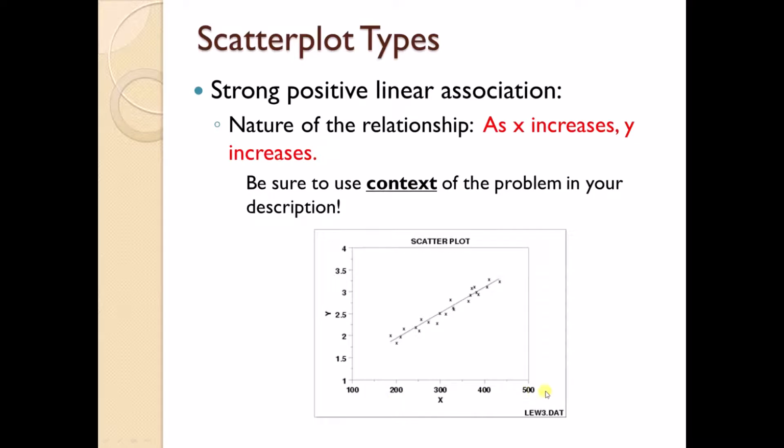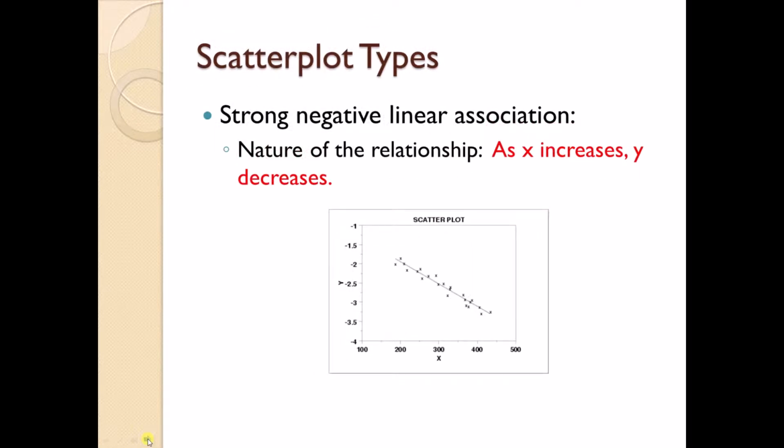As X increases, so does Y. All right, and you may need the context here. This just doesn't have any context, but if there is context, as the heat increases, so does the rate of perspiration. So context is pretty important. So positive, linear, and strong. Here is negative and linear and strong. So here as X goes up, Y is going down. And again, if you have the context, that's a good thing.